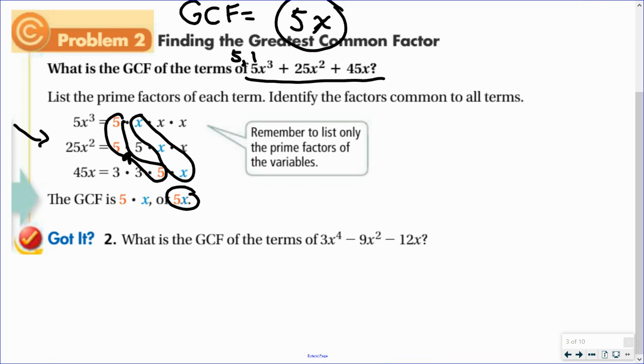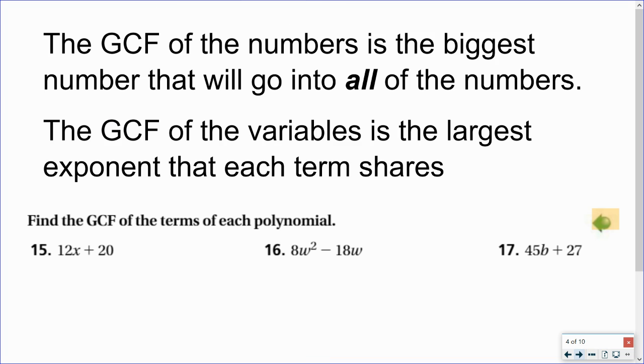Let's do this one. So now in this case, I look at the letters. I notice that there's an x in everything. Then I look at the smallest number. The smallest number is 3. Well, that's 1 times 3. So I always look for the biggest one, so I check, will 3 go into 9? It will. Will 3 go into 12? It will. My greatest common factor is 3x. So the greatest common factor will be the biggest number that will go into all of them, and the variable with the largest exponent that will go into all of them.